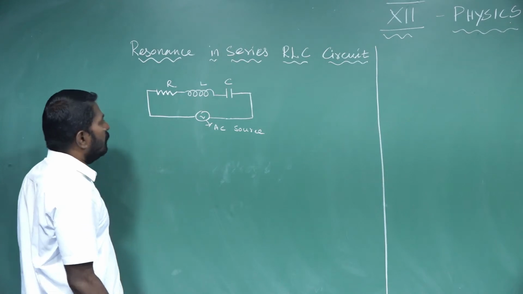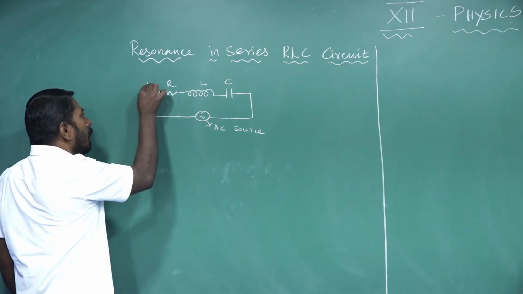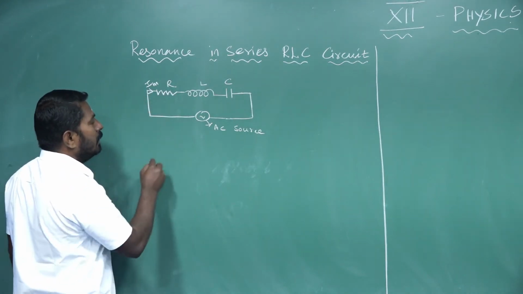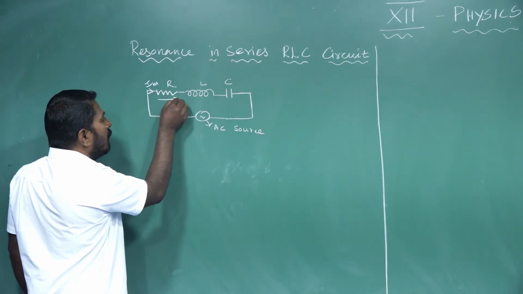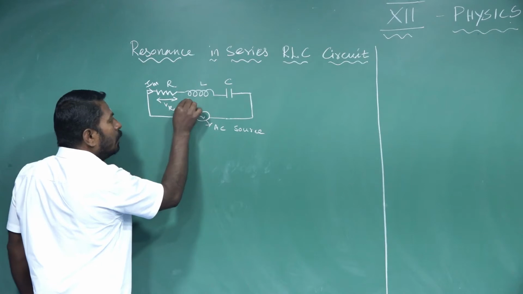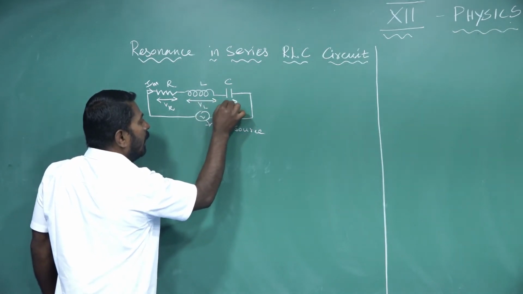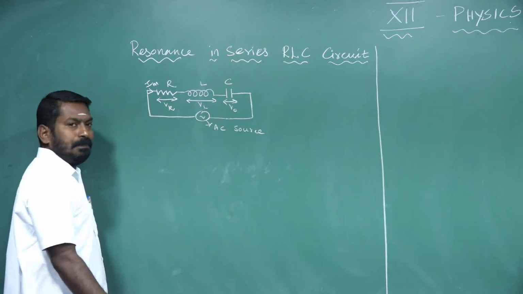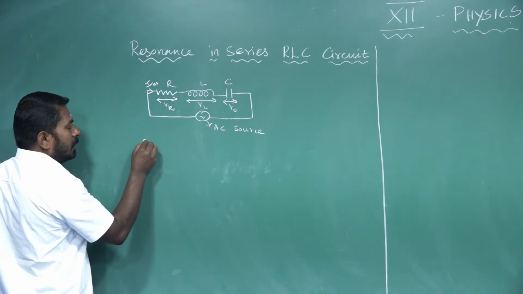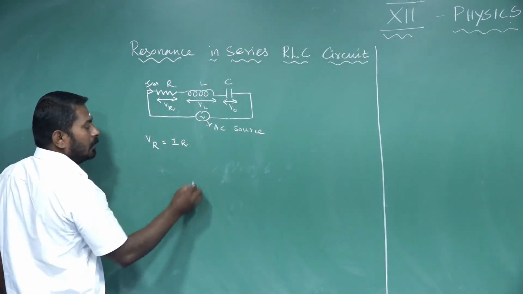Due to the alternating voltage, current flows through the series combination. Im is the current flowing through the series combination. Due to this current, there is a voltage drop across the resistance VR, then the voltage across the inductor VL, and the voltage across the capacitor VC. The voltage across the resistance VR is equal to I into R, equation number 1.